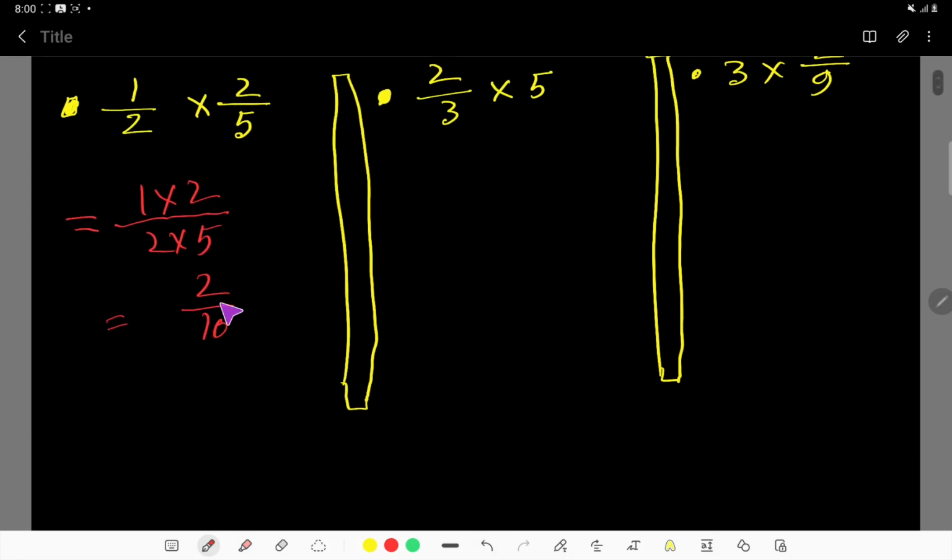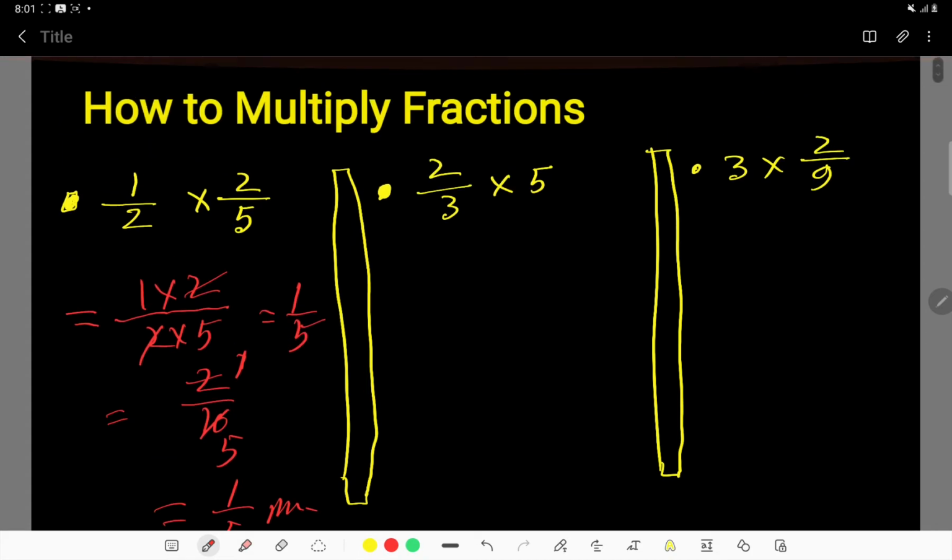So 2/10, right? If you divide this 2 by 2, then you will get 1, and you will get 5. So 1/5 is the answer. That is, you can simplify here. 1/5 is the answer. So this example has helped you to understand how to multiply a fraction by another fraction.